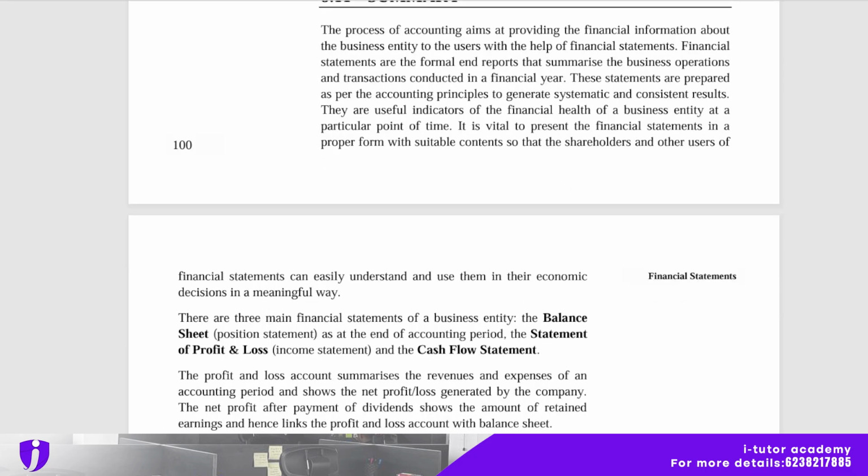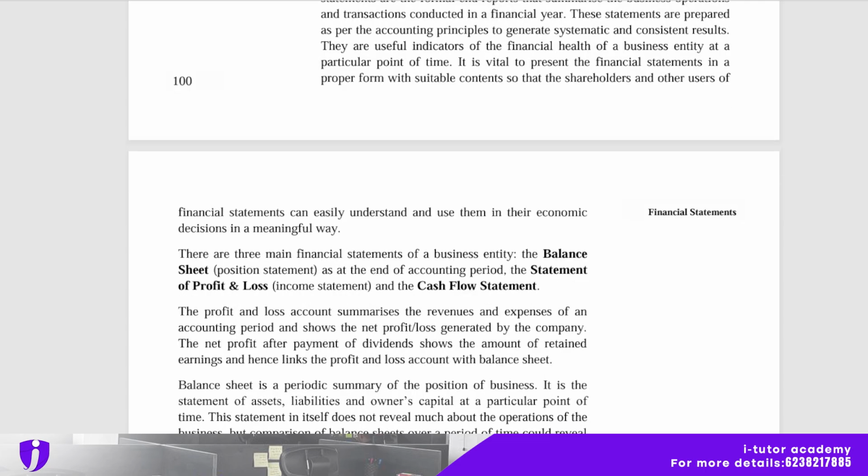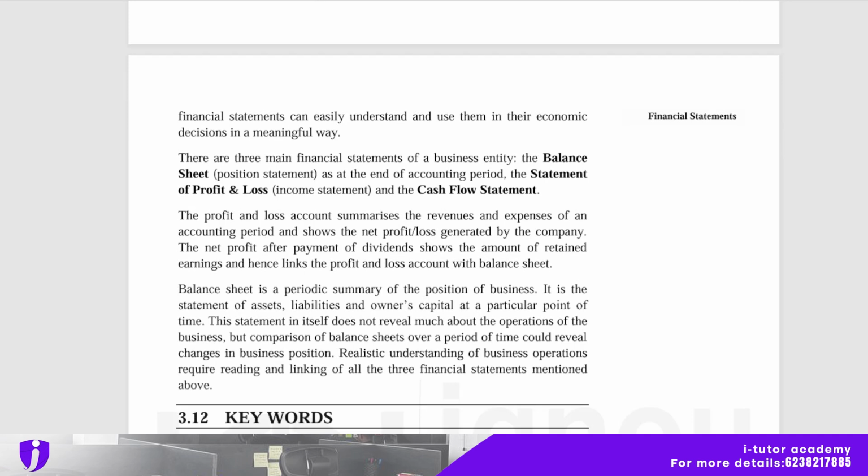It is vital to present the financial statements in a proper form with suitable content so that the shareholders and the other users of financial statements can easily understand and use them in their economic decisions in a meaningful way. There are three main financial statements of a business entity: the balance sheet, that is the position statement, as at the end of the accounting period; the statement of profit and loss, that is the income statement; and the cash flow statement.